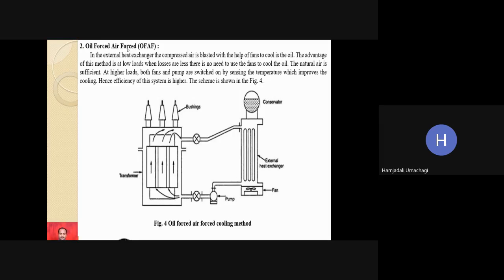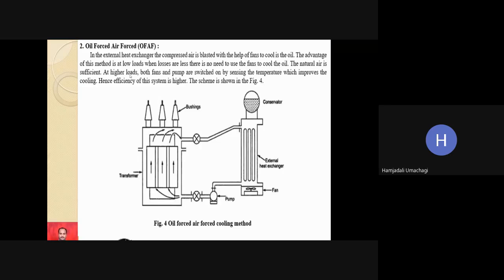So here we are using compressed air. For compressing the air, we are using some fans and all. Because of that, heat can be carried very easily. Okay, the natural air is sufficient. You can see the advantage of this method is that at low loads, when losses are less, there is no need to use fans to cool the oil. Suppose the load is less, then the heat will be less, then natural air can cool the oil. But if the load is more, then some air has to be blasted with the help of fans.